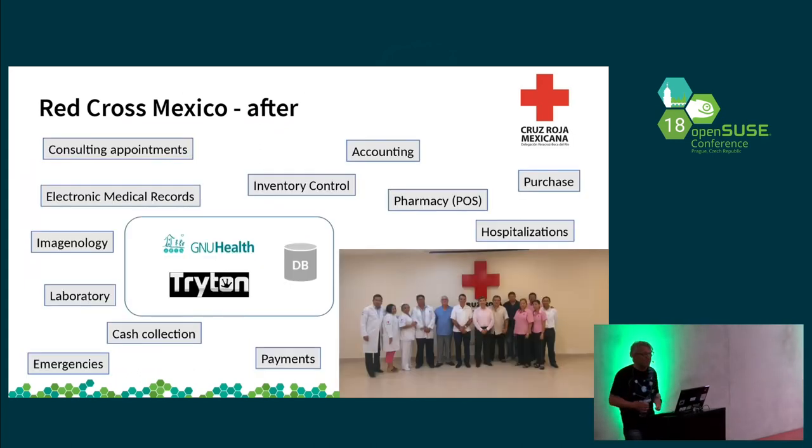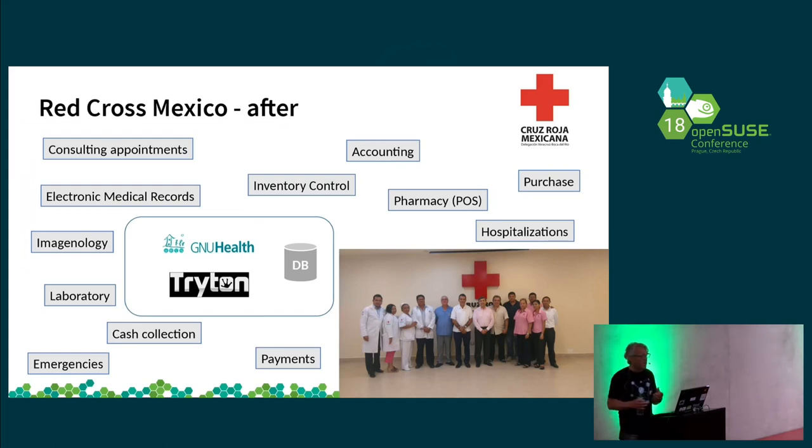So after the implementation of GNU Health, they basically got it all under one roof. So first, of course, the medical records. They had an integrated emergency system. By the way, this ambulance system in GNU Health was developed specially for this project, and later on extended into the core of GNU Health.